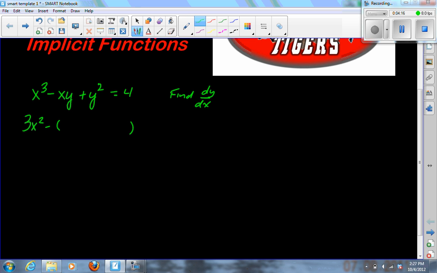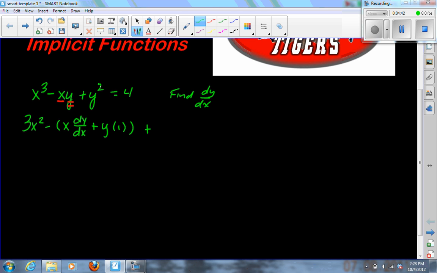Minus, okay, now I have a product right here. So I have 2 terms. And differentiating this product will involve the product rule. First term, just rewrite the first term times the derivative of the second term. Derivative of y with respect to x is just dy dx. Plus, rewrite the second term, take the derivative of the first term, derivative of x with respect to x is 1.